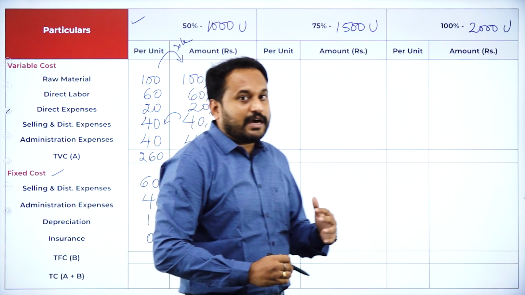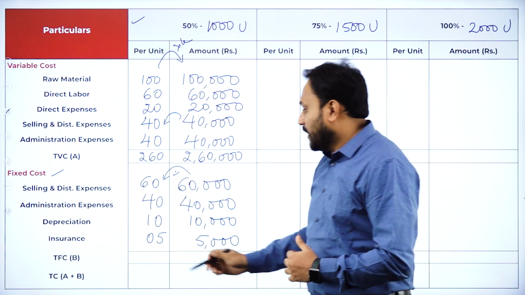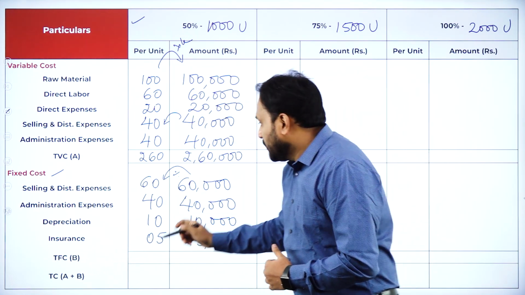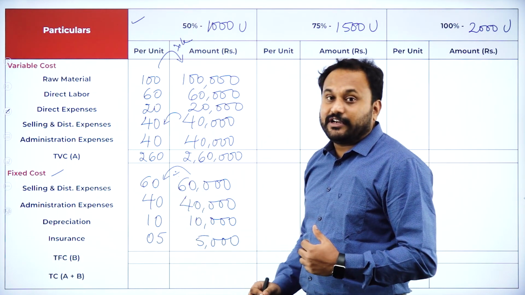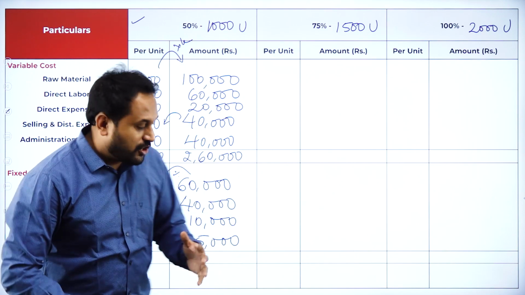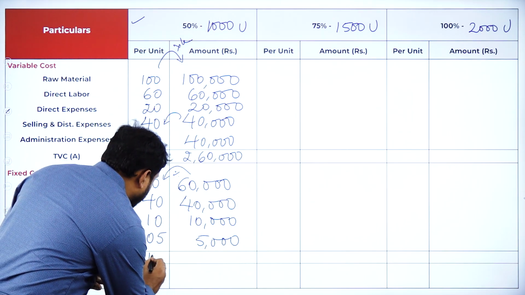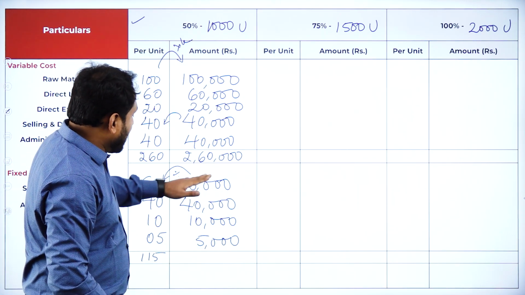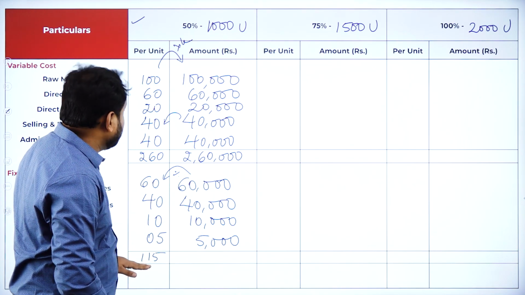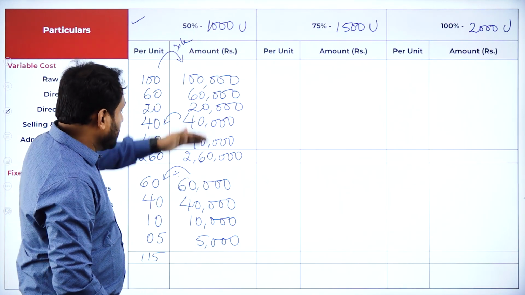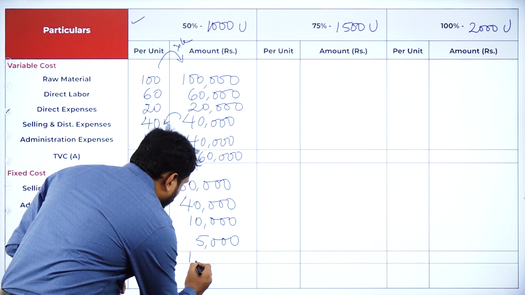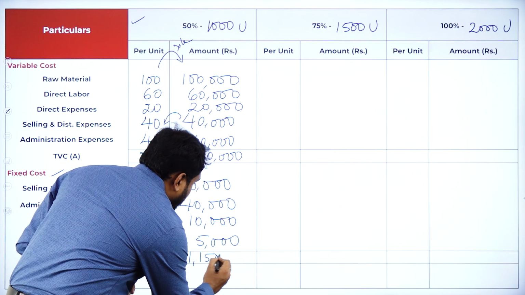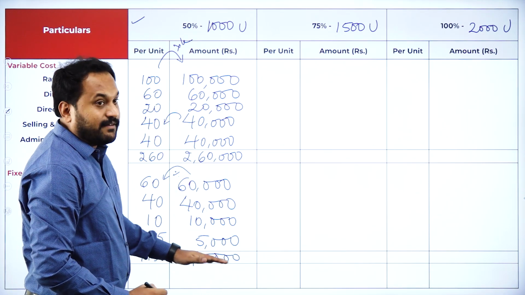So again, you are supposed to add everything and that will be your total fixed cost. Now 60 and 40 is 100, 110, 115. 115 is what we have got. So we'll write here 115. Now you can calculate like this, or you can go 115 into 1,000. The same thing you will get. So here we have 1,15,000.